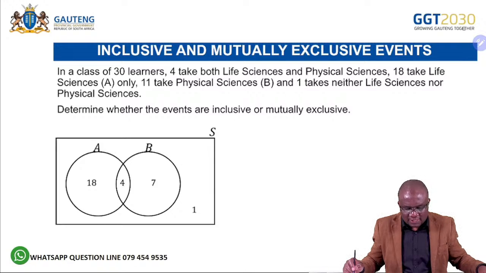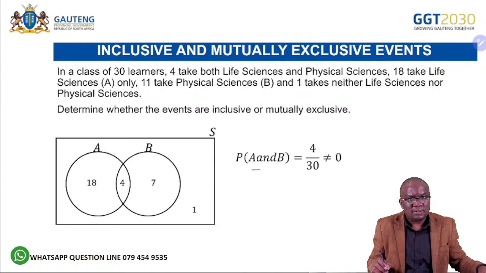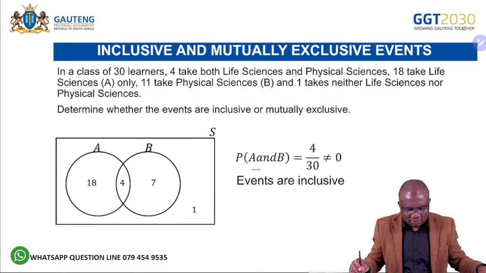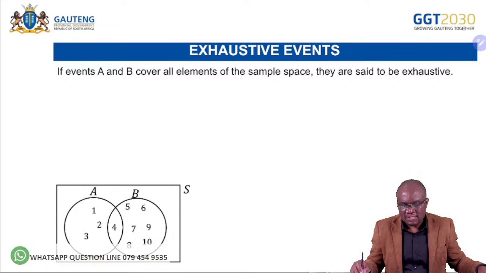Determine whether the events are inclusive or mutually exclusive. Are they inclusive or mutually exclusive? I'm going to say they are inclusive. Why are they inclusive? Because the probability of A and B is not equal to 0. It is 4 out of 30. Events are inclusive.